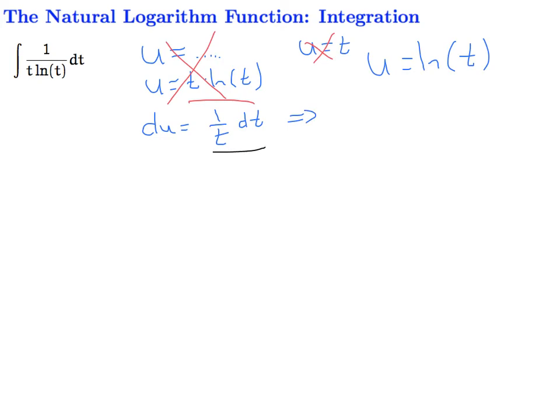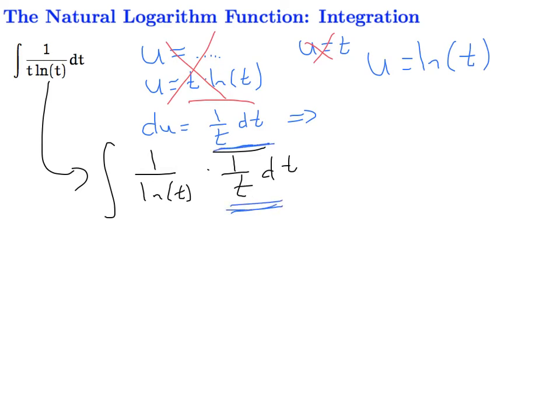Let's not solve. Because what I can do is I can rewrite my integral now as 1 times 1 over the natural log of t times 1 over t dt. And that is great.